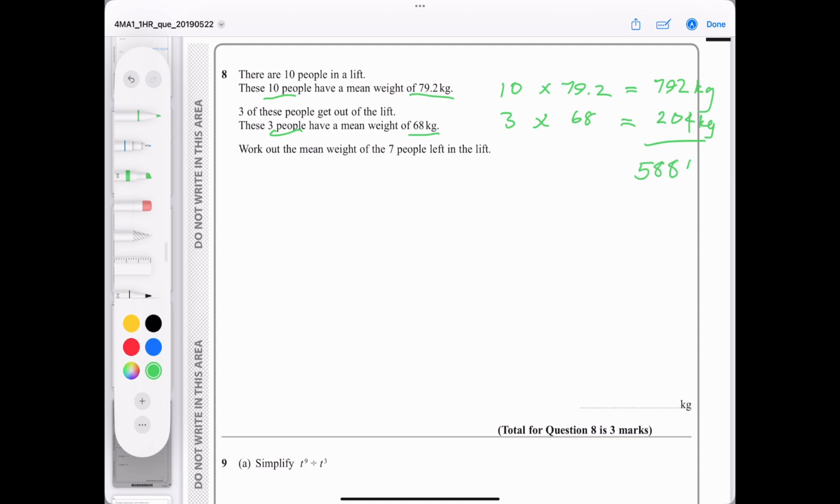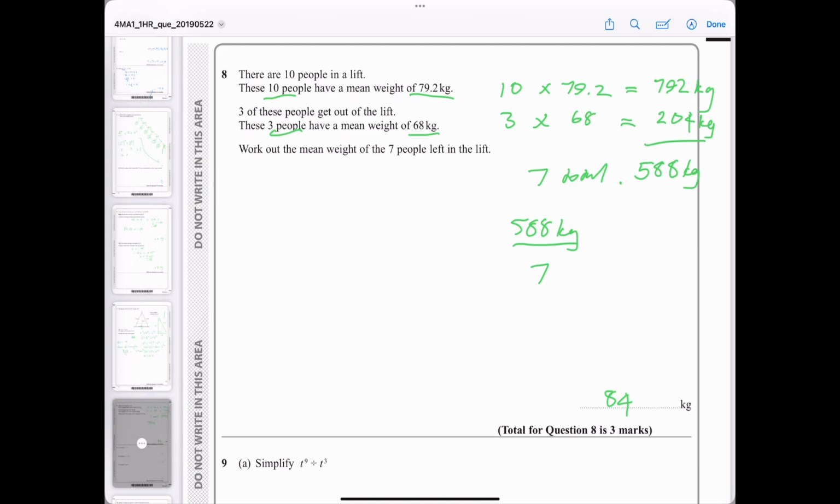Now, how many people are in the lift? Well, there's 7, and their total is 588 kilograms. So in order to find out their average, we divide that by 7 and we get 84 kilograms. So I should probably write down 588 kilograms divided by 7. And now I think I can do these relatively quickly and still fit in the time.